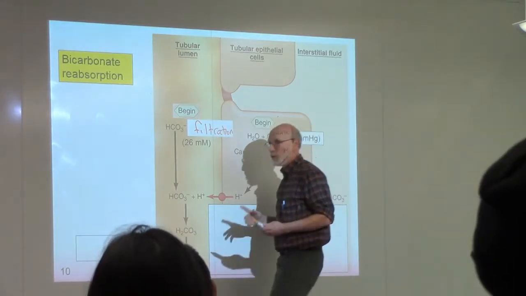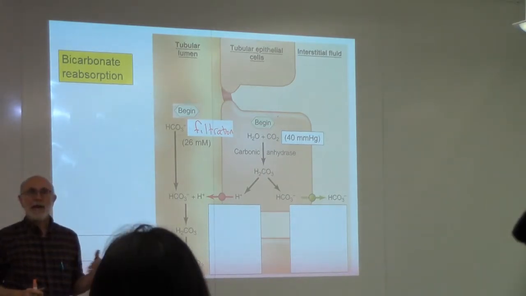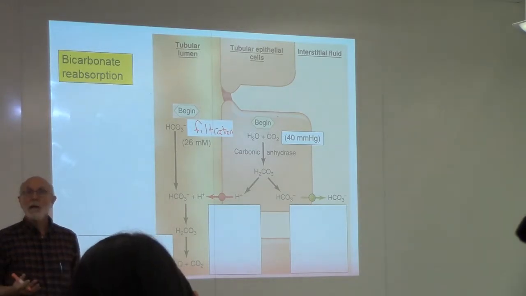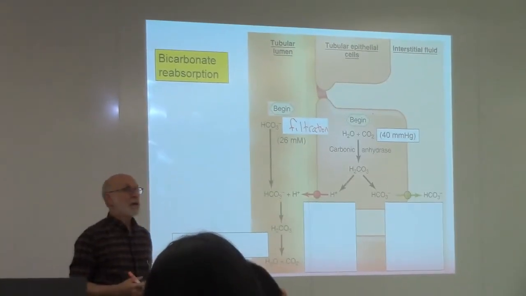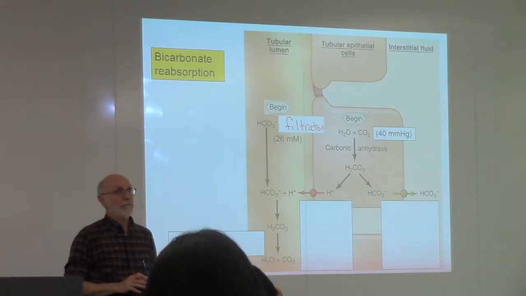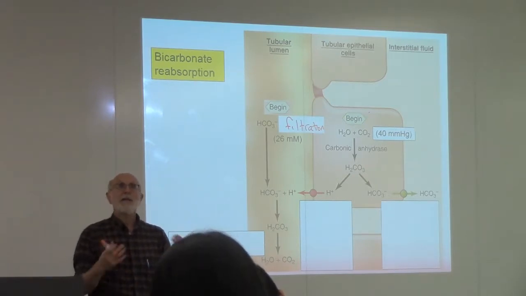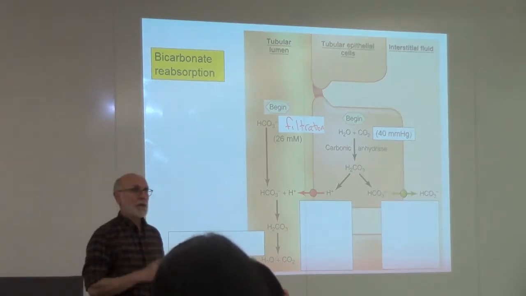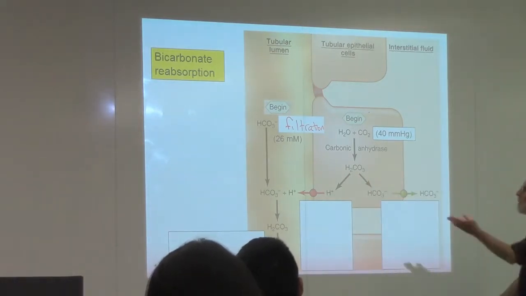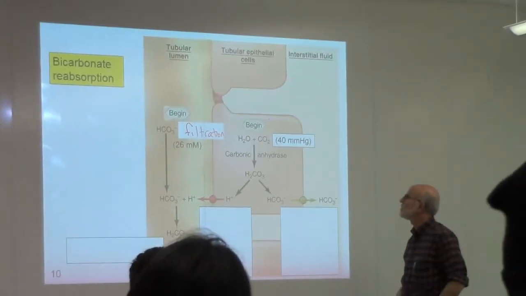I think the word is filtered. Bicarbonate is an ion in blood plasma. It's small, so it is filtered. So bicarbonate enters the tubular fluid by filtration, just the same way sodium and glucose did. Remember, glomerular filtration happened, and bicarbonate is in the tubular fluid by filtration.